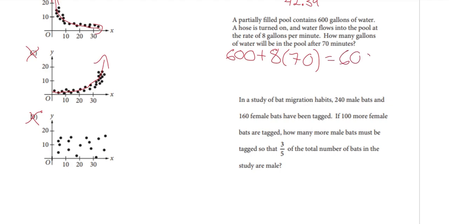And this is going to be 600 plus 8 times 70, which is 560. And this shows that we're going to have a total of 1,160 gallons.